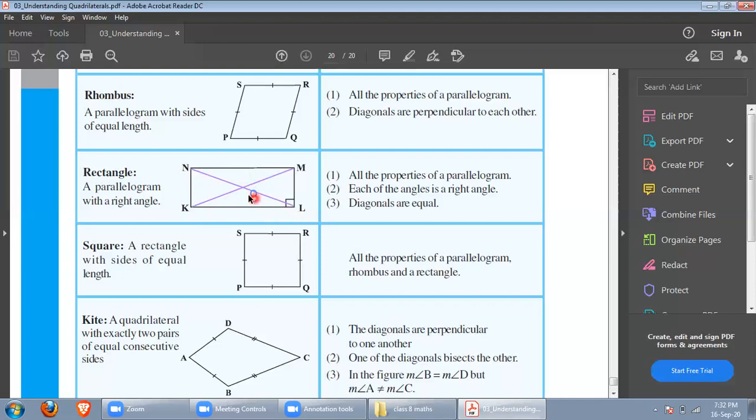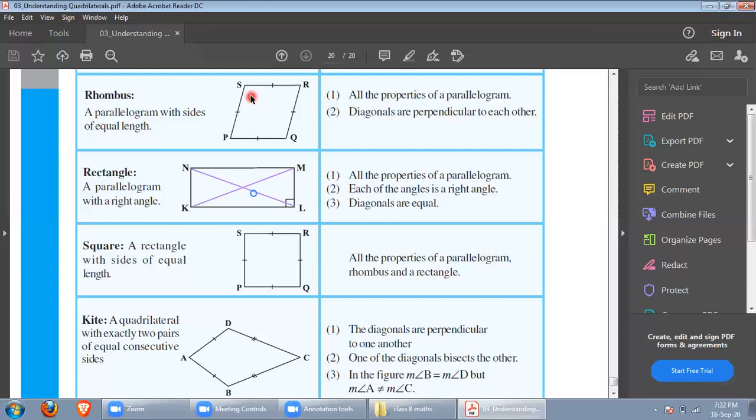ON equal to OL, OK equal to OM. And since the two diagonals are equal, we can also say that OK equal to OL, OM equal to ON, because the two diagonals are equal, so their halves will also be equal. So in a rectangle, the diagonals are equal to each other, but they are not perpendicular. This is true in the case of a rhombus, but this is not true in the case of a rectangle. But in a rectangle, the diagonals are equal in length.